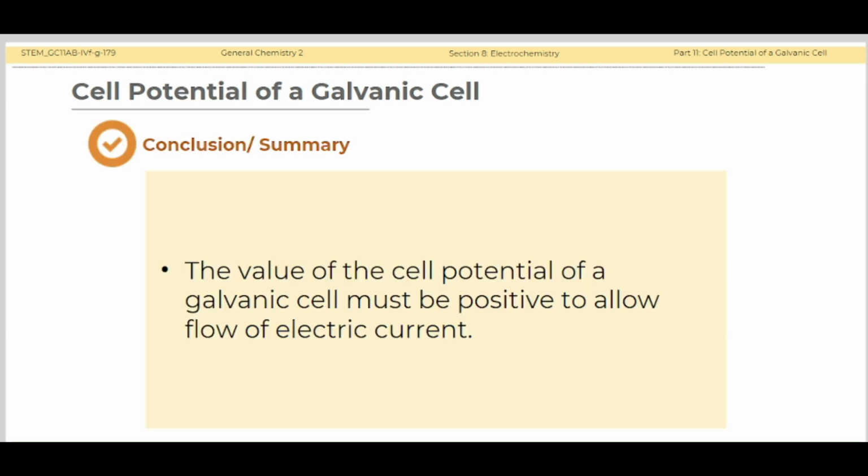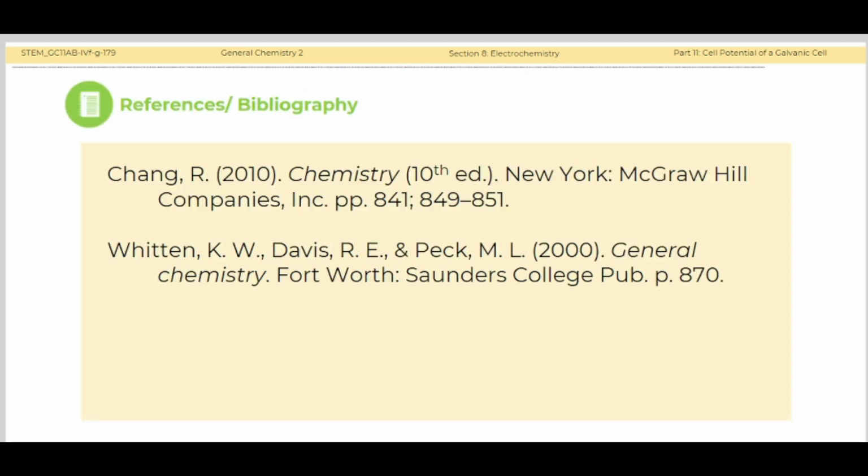To summarize, the value of the cell potential of a galvanic cell must be positive to allow flow of electric current.